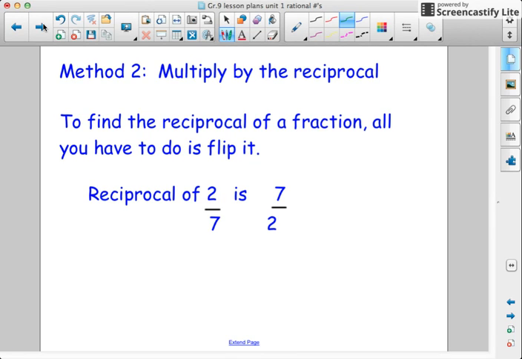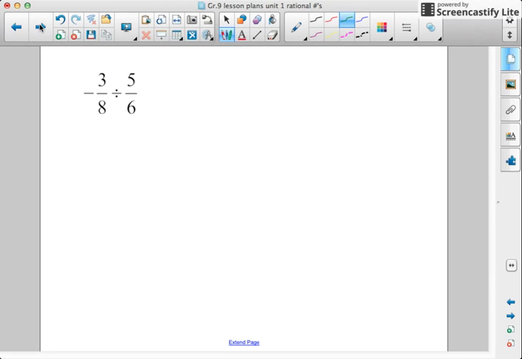The more common way of doing it is to do something called multiply by the reciprocal. To find the reciprocal of a fraction, all you have to do is flip it. So the reciprocal of 2/7 is 7 over 2. So we just flip the fraction. So what our method is, we're going to change it from a division to a multiplication question, but that means that you have to multiply by the reciprocal of the second fraction. So we change this to negative 3/8. The first fraction always remains the same, multiplied by the flip of the previous one.